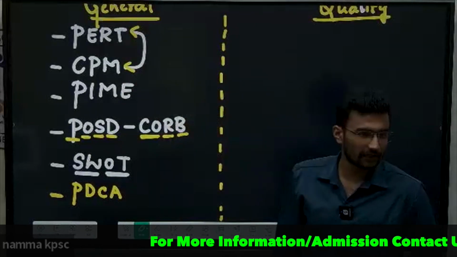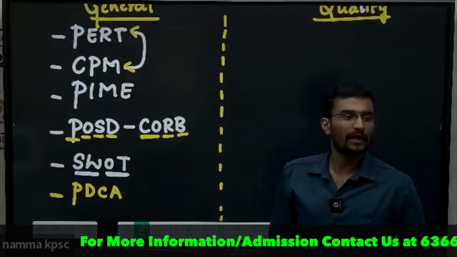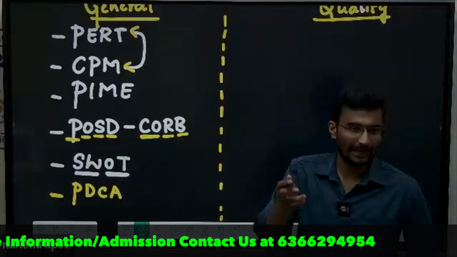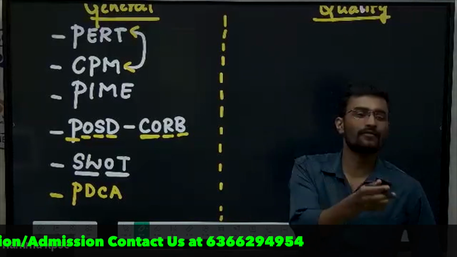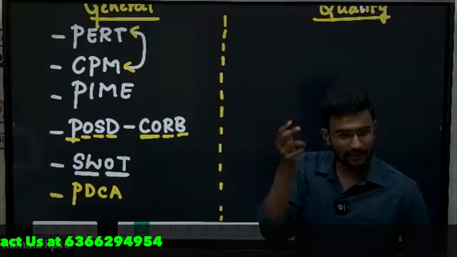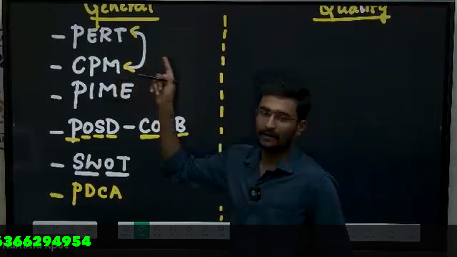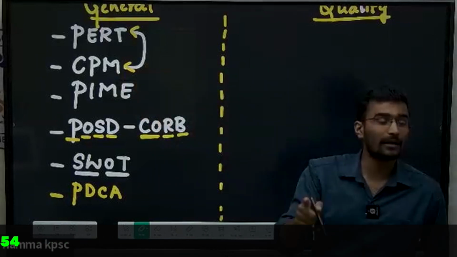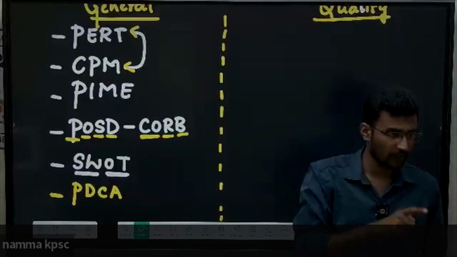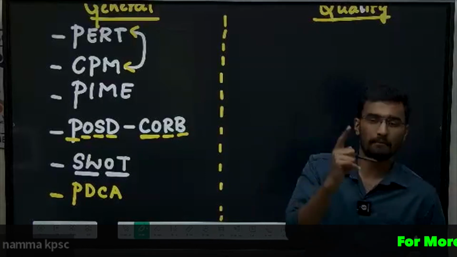PRT, it is program evaluation review technique. First one. Second one, CPM, critical path management or critical path method, we also called it. Okay? Critical path method.